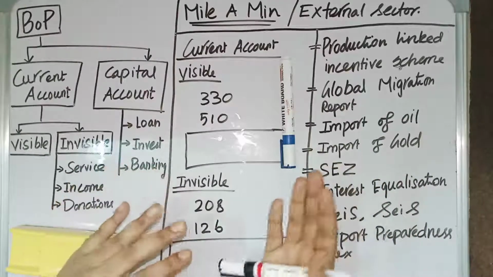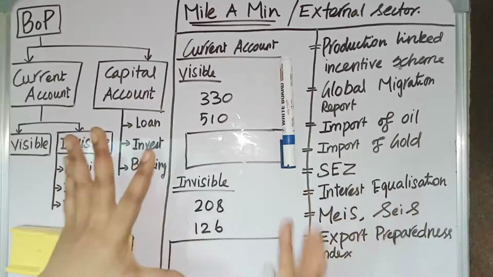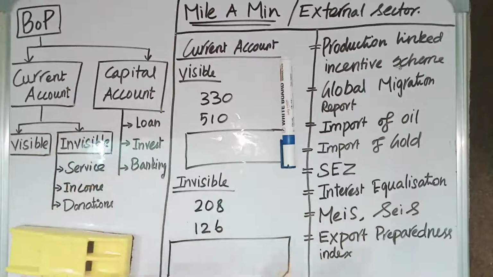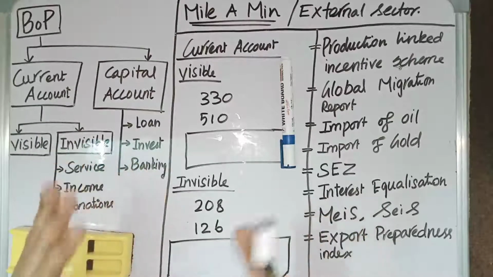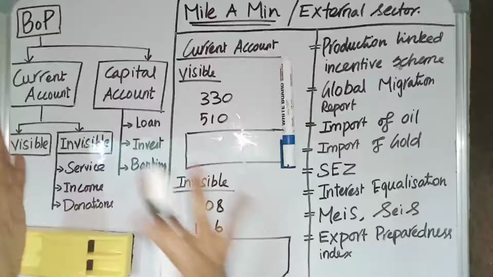Still there are certain countries which do not rely on the external sector. Example, North Korea, they are more isolated. Likewise, there are certain countries which do not depend on the external sector, but mostly the countries which do not rely on it will be underdeveloped. This is the basic intro relating to the external sector. Then let us get into the topic.